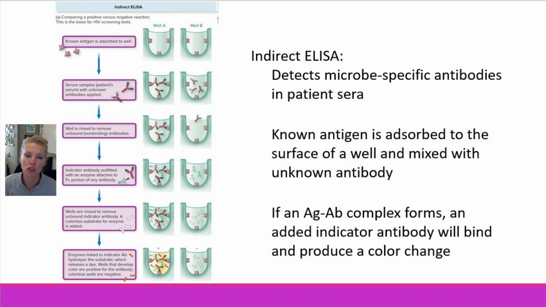And then you add the substrate, and if the enzyme is present and the substrate is present, then there will be the enzymatic reaction, which will result in a color change. And so the color change is only going to occur if the patient has antibody to that specific antigen that was part of the ELISA. And so we call this the indirect method because we're using two different antibodies, because we're looking for that specific antibody binding to an antigen.